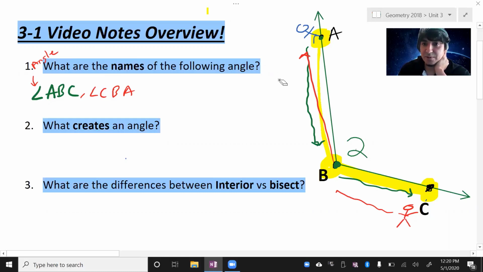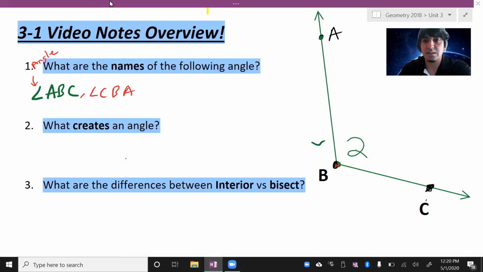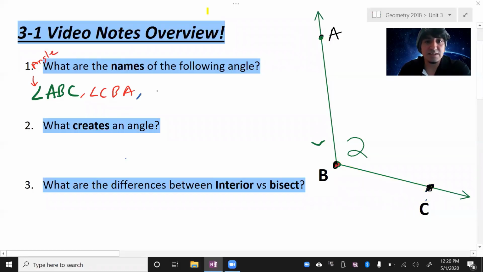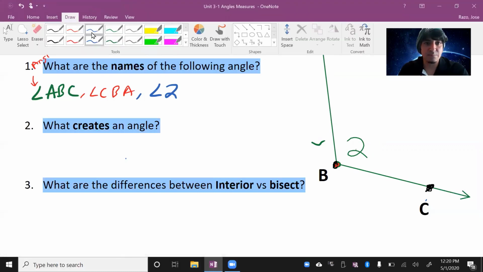Now the other way you can name this is by the number 2. So we can call it angle 2. Whatever number, it could be angle 12, it could be angle 120, as long as you can find that value that's in that corner.